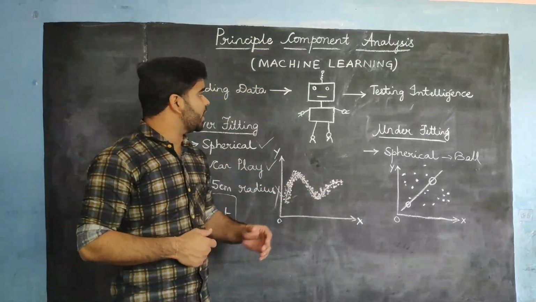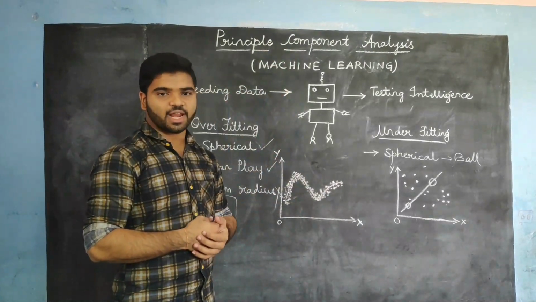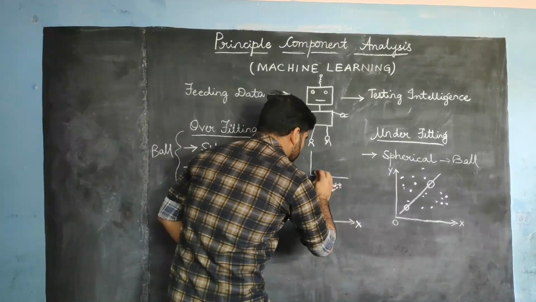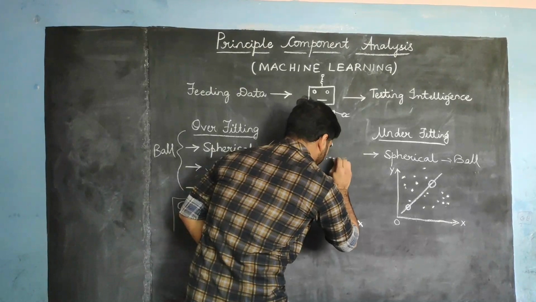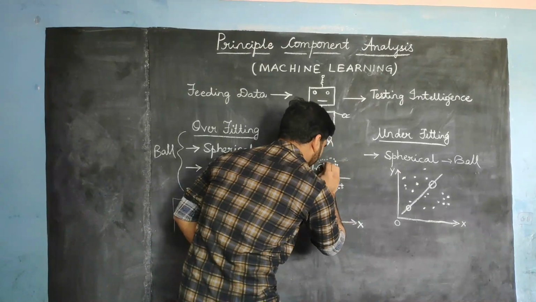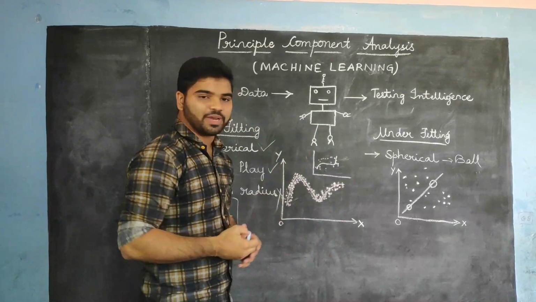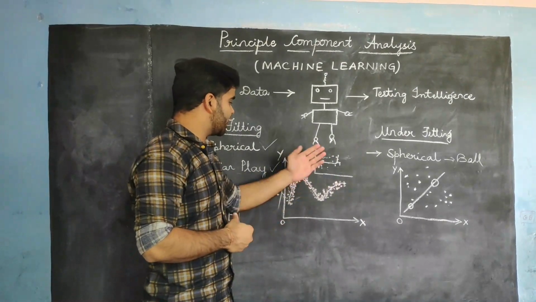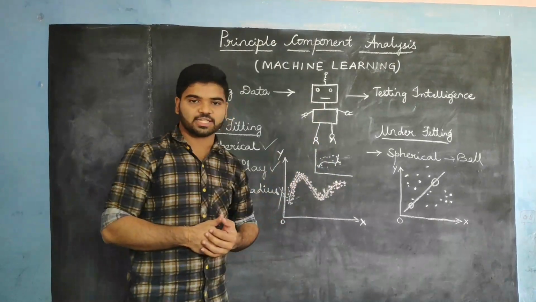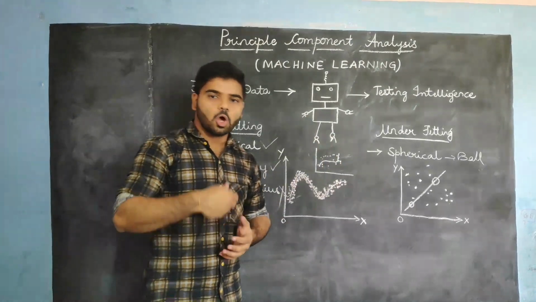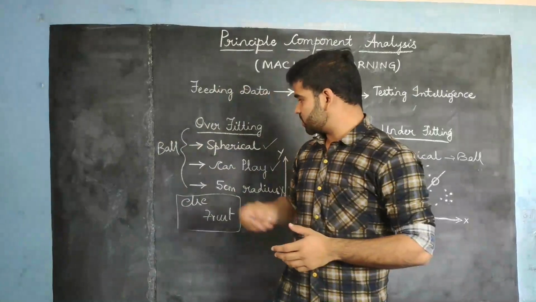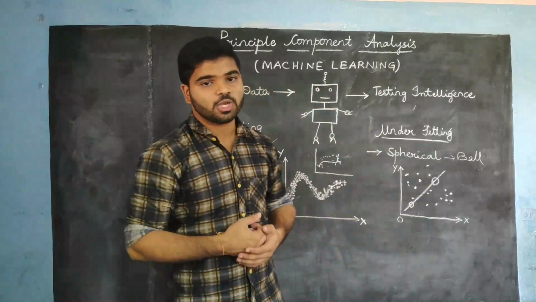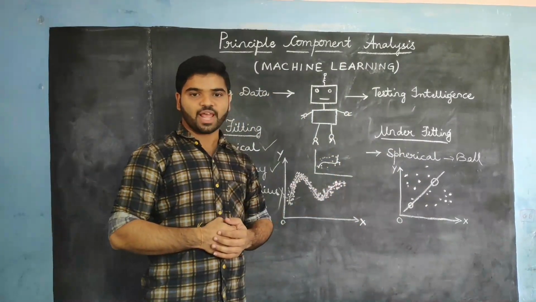So, in order to avoid that, we are going for Principal Component Analysis. In this Principal Component Analysis, we are going to create a model that is going to make the optimum number of points, such that it is going to give a best-fit, efficient intelligence for the machine. So, I hope everyone has understood what underfitting and overfitting are. Now, in the next video, let us see what Principal Component Analysis is.